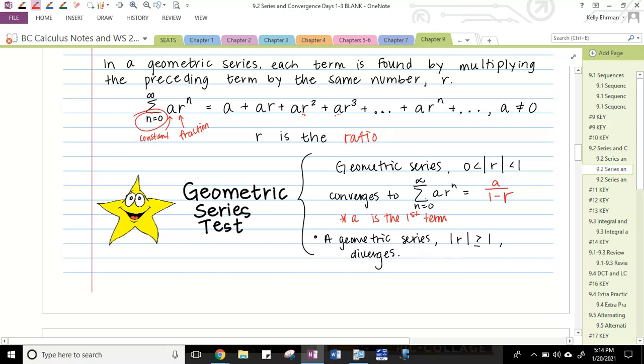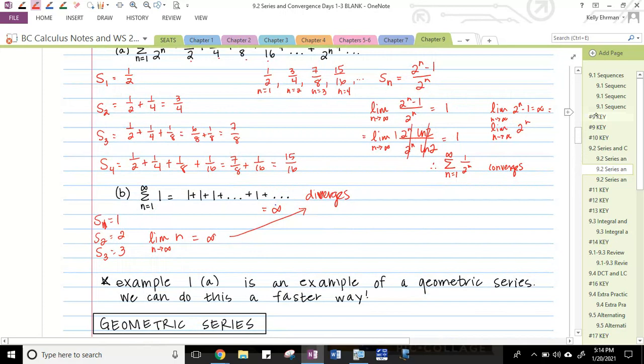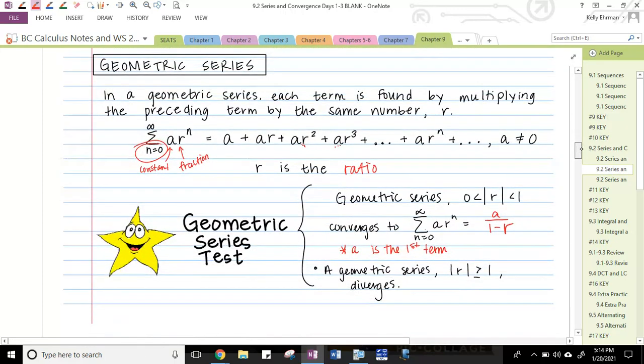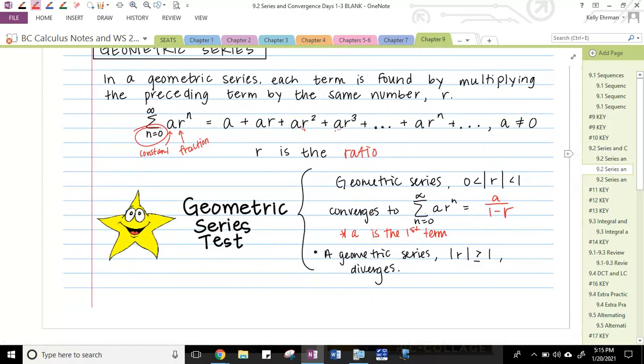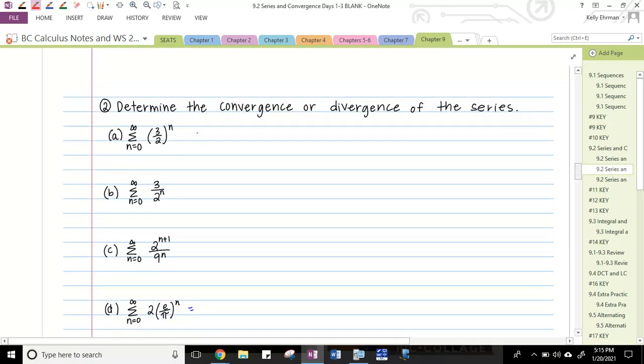If the geometric series has an r that's greater than or equal to 1, like if I just had 2 to the n, that's going to keep growing, so the series diverges. All right, so let's practice our geometric test. Determine the convergence or divergence of the series. Again, it'll be geometric as long as you have just a single term to the n power.